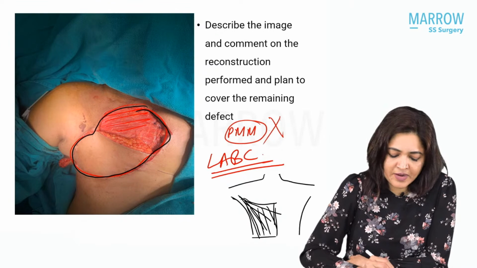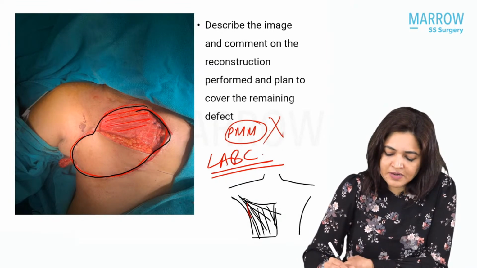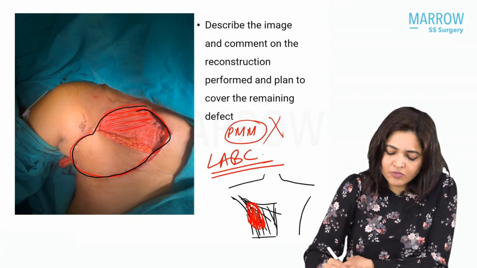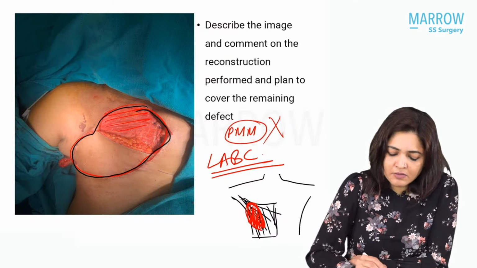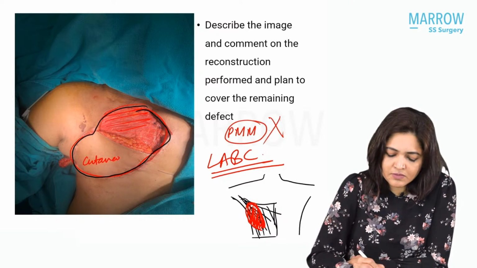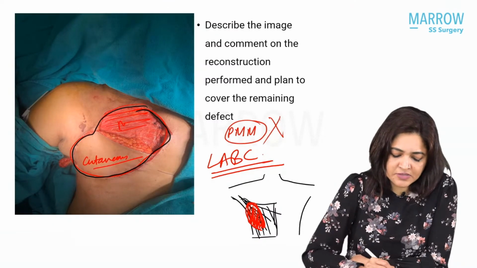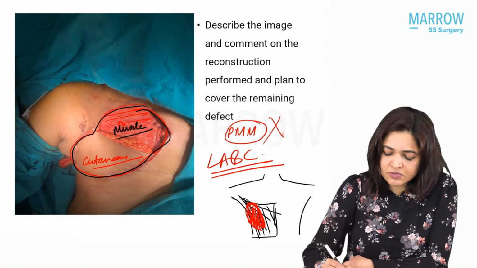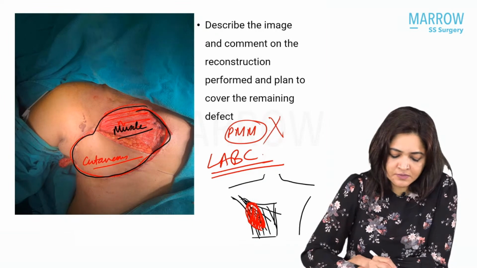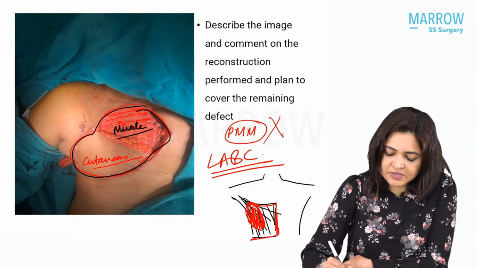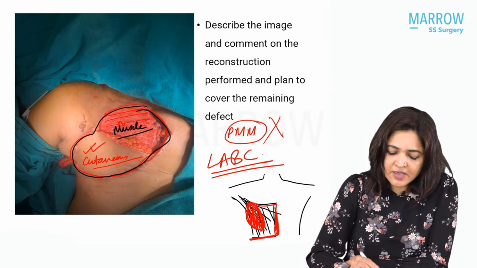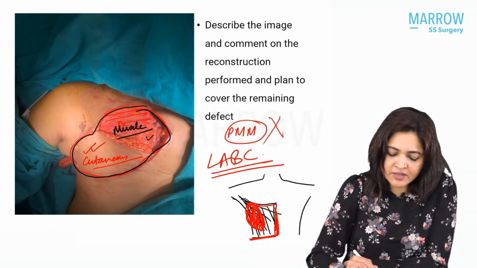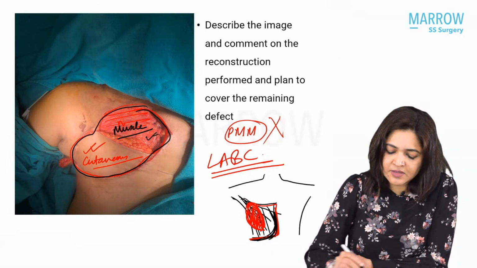Let's say that we have planned a skin paddle like this. We have taken a cutaneous portion, and this is the muscle portion. The muscle has been taken larger. So this entire muscle that you see here has been taken. This is the skin with the muscle part that you can see here, and the other part is only the muscle, which is this portion that you can see here.